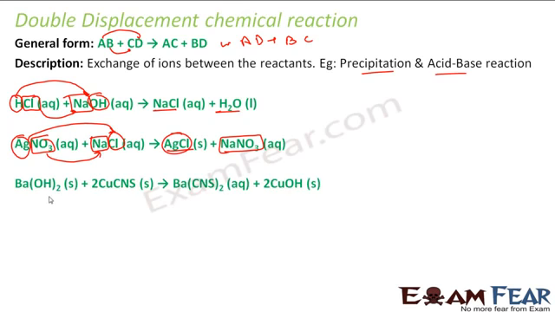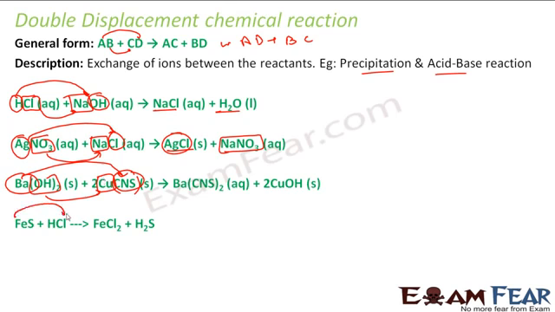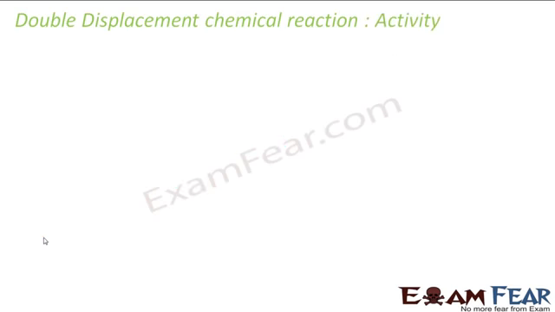Similarly, we have Ba(OH)2 and Cu(CNS)2. Ba and CNS form a pair, and Cu and OH form a pair, so you get this kind of equation. Here we have FeS and HCl. In this case, Fe and Cl form a pair, and H and S form a pair. So this is an example where double displacement happens. I hope you understand the concept that both the things are displaced.